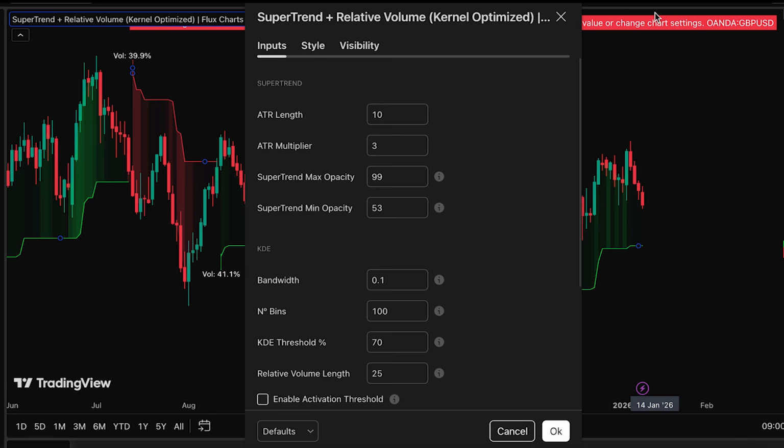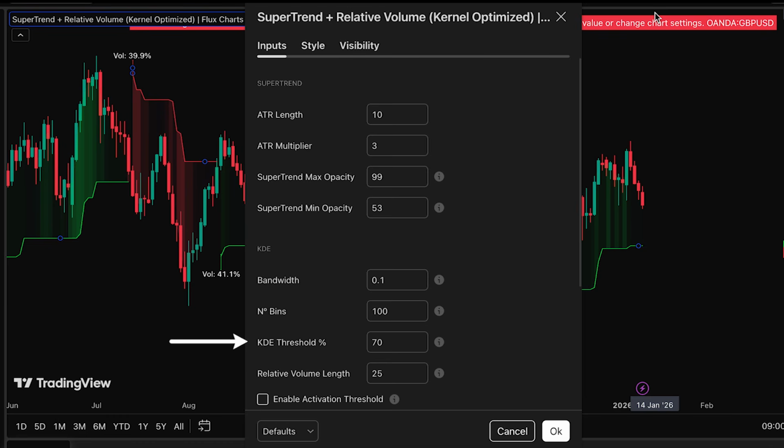Supertrend settings: ATR length 10 to 14. Multiplier 2 to 3. Lower for scalping, higher for swings. KDE settings: bandwidth around 0.1 to 0.3. Higher equals smoother probability curve. Number of bins 100 to 200. More equals precise but heavier calculation.